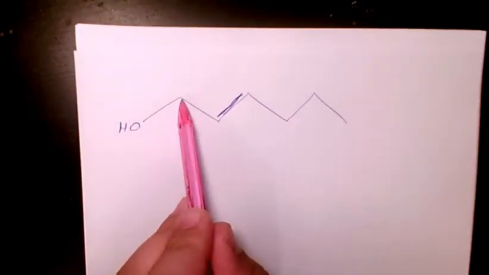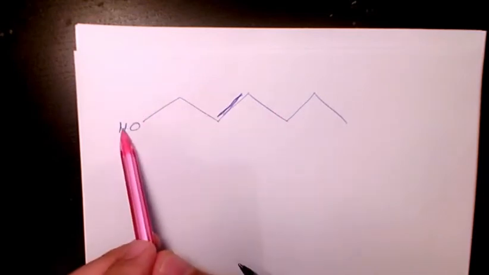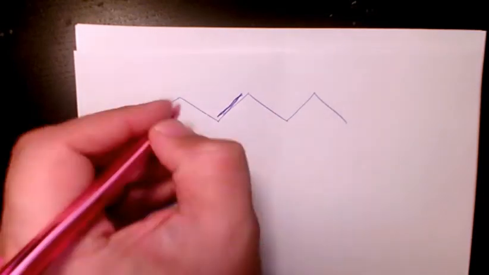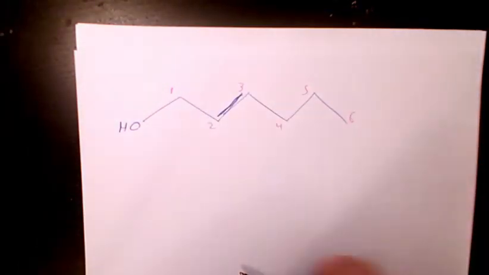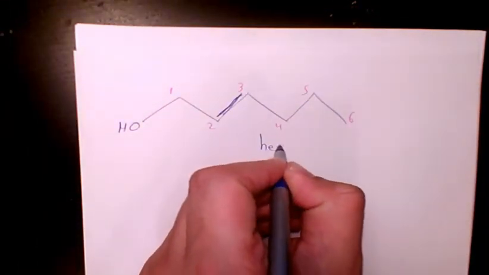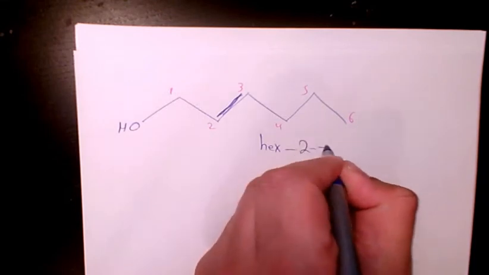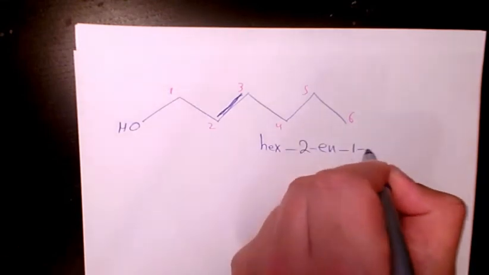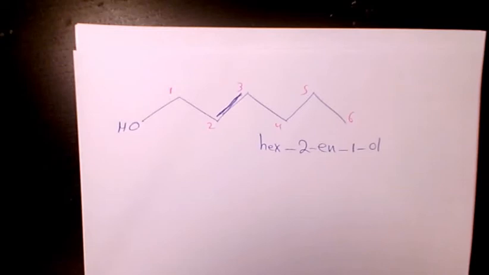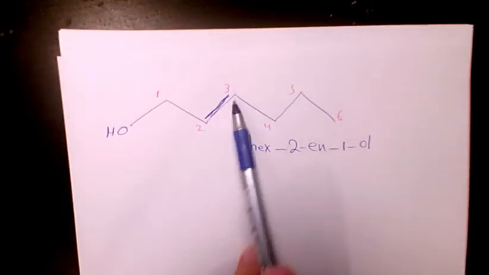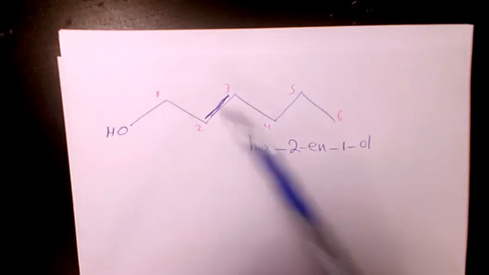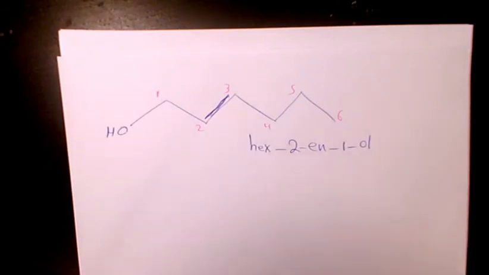So for naming, we need to start from the side where the hydroxyl group has the lowest number. So 1, 2, 3, 4, 5, 6. So we have hex-2-en-1-ol. That's going to be the name of this organic compound, because the double bond is at position 2, and here the hydroxyl group connects to the first carbon, so that's why we have hex-2-en-1-ol.